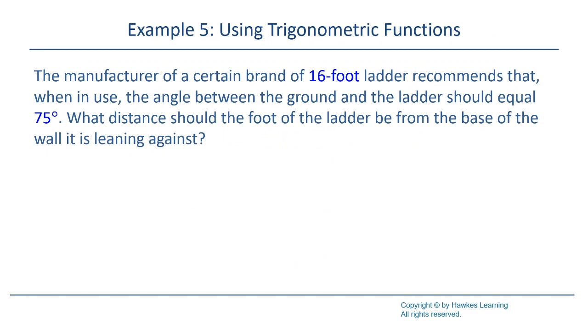And we'll do one more example. So the manufacturer of a certain brand of 16-foot ladder recommends that when in use, the angle between the ground and the ladder should equal 75 degrees. So what distance should the foot of the ladder be from the base of the wall it is leaning against?